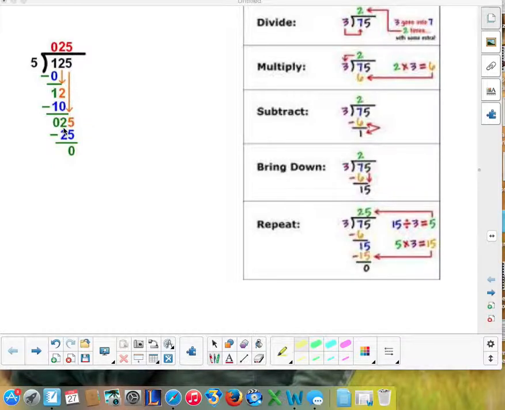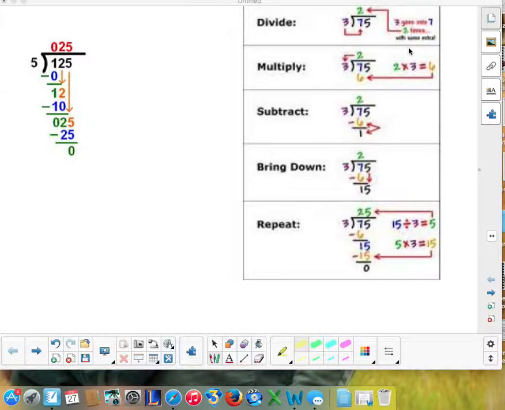So I'm going to bring down my 5, and I'm going to say, how many times does 5 go into 25? The answer is 5. I'm going to put my 5 up at the top. I'm going to multiply 5 times 5, write down my 25, subtract, and get 0. There's no remainder.